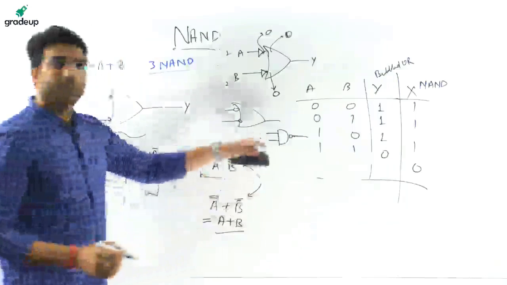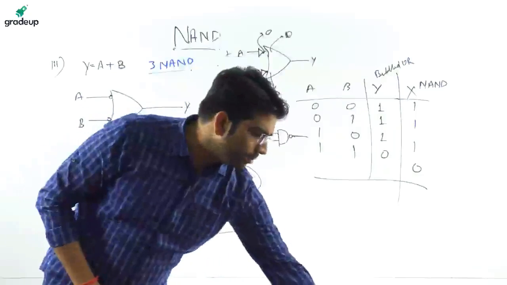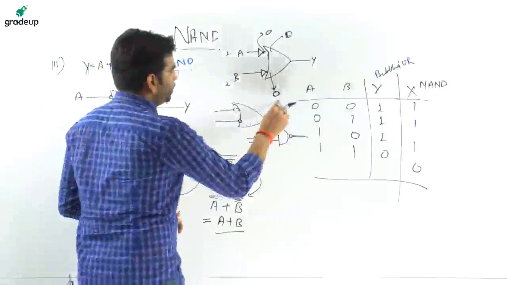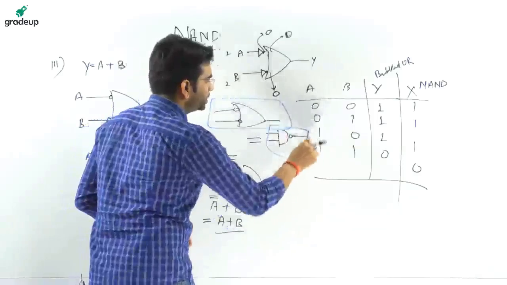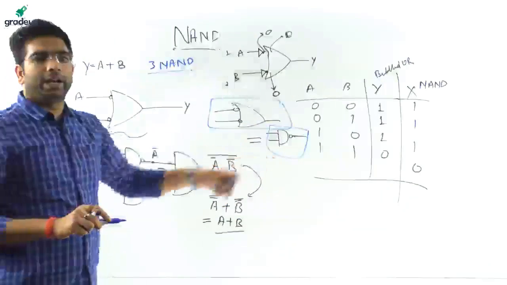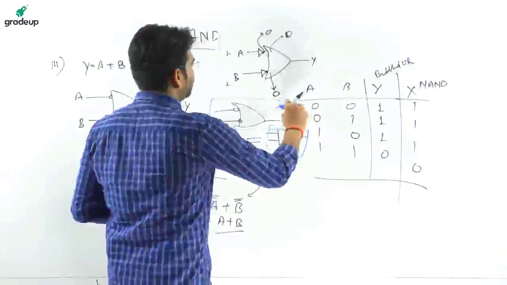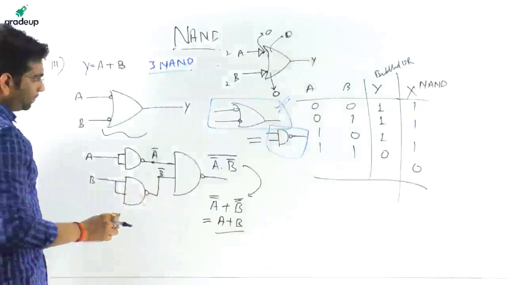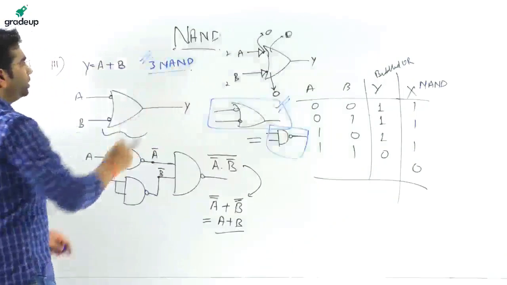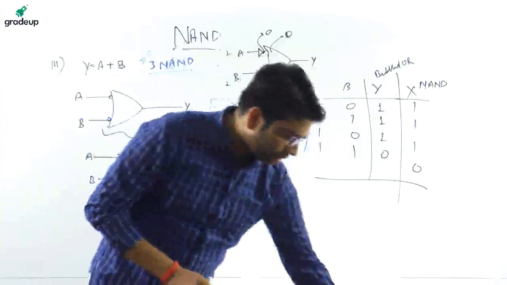It may be asked in an MCQ, that a gate will be shown and you must say it is equivalent to this. A bubbled OR gate is a NAND gate. It is a takeaway from this point. It is important, and it is also important that 3 NAND gates are required to make an OR gate.